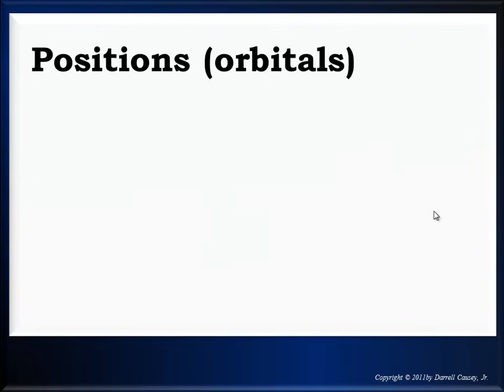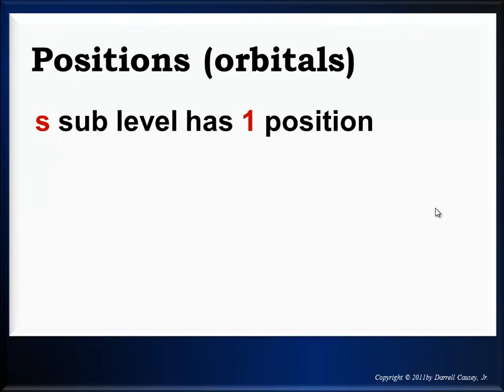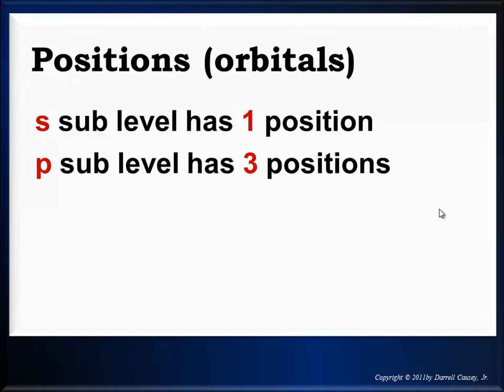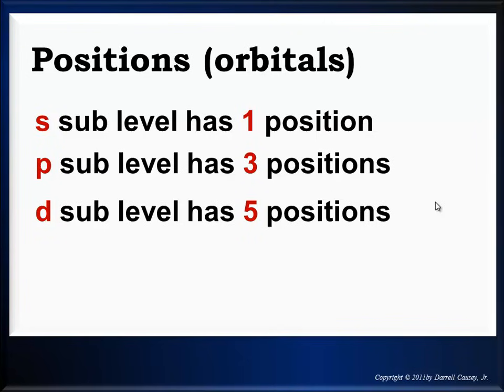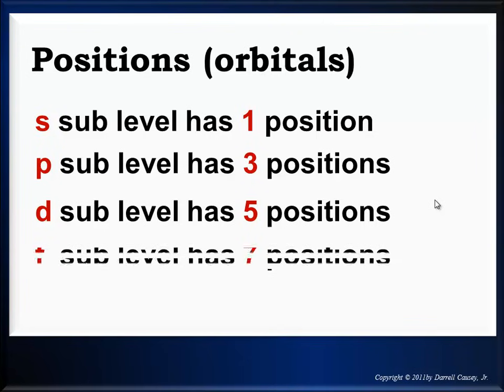All right, let's look at the positions. In every sublevel, there are a certain number of positions. So in the S sublevel, there's 1 position. Now, position means orbital. So there's 1 orbital. In the P's, the sublevel has 3 positions, or 3 orbitals. In the D's, the sublevel, there are 5 positions, or 5 orbitals. And in F, there are 7 positions, or 7 orbitals.